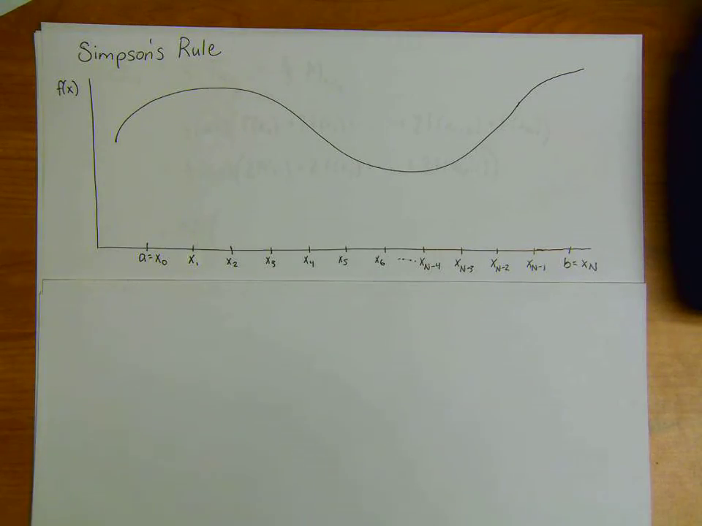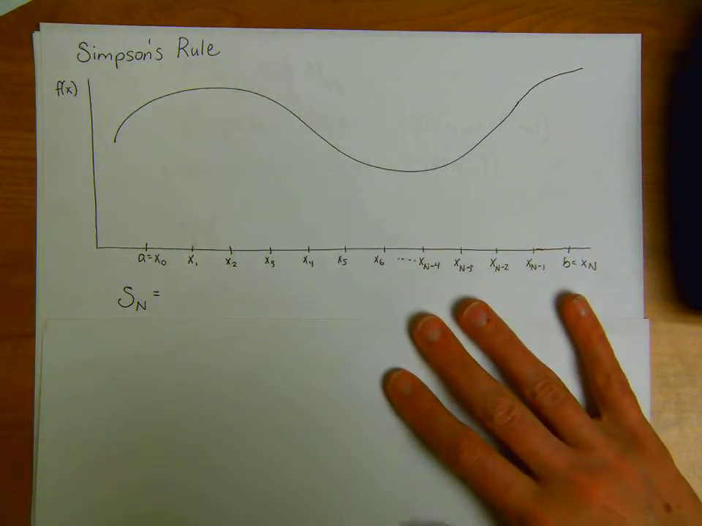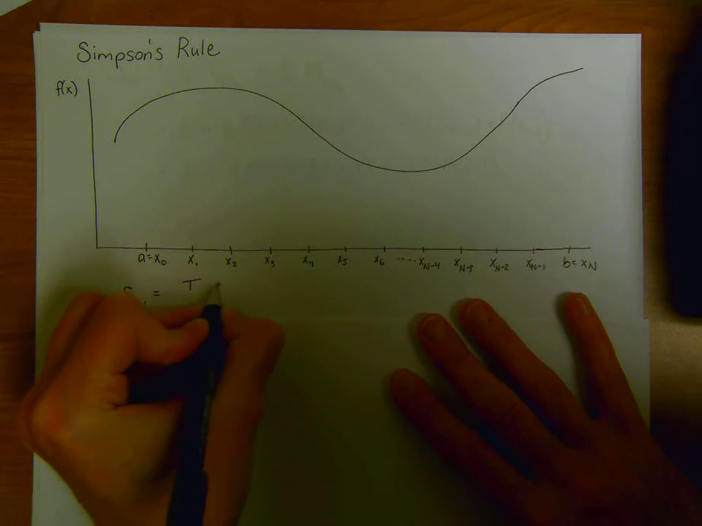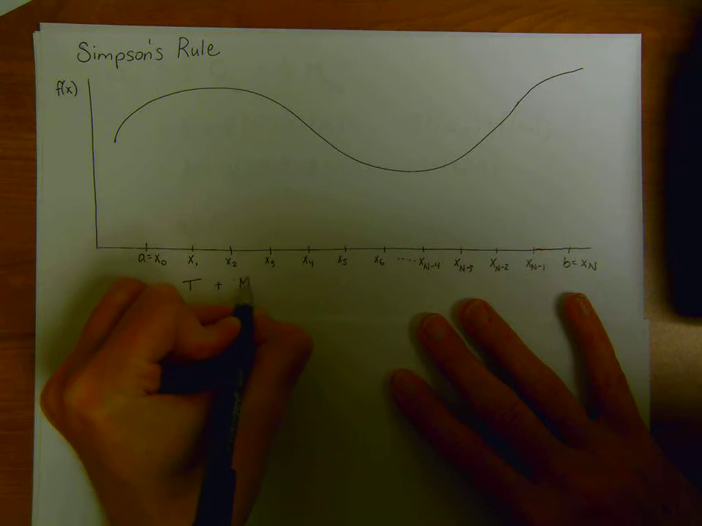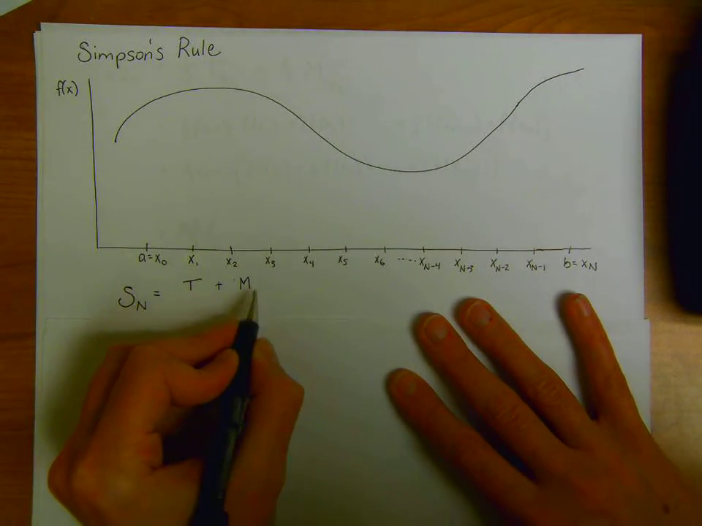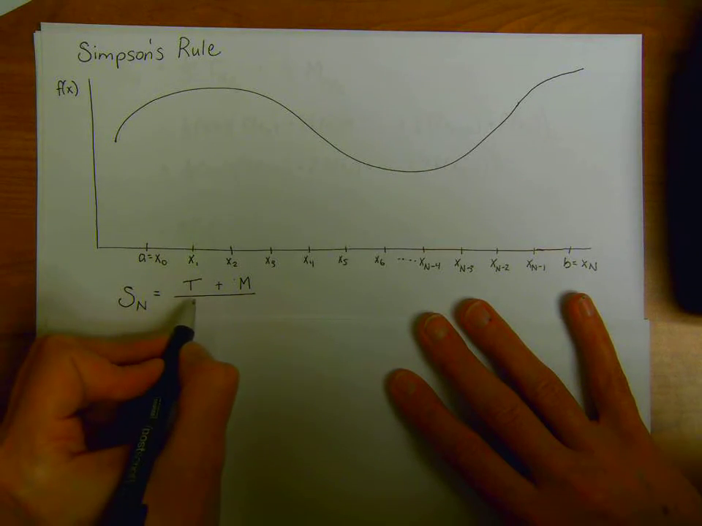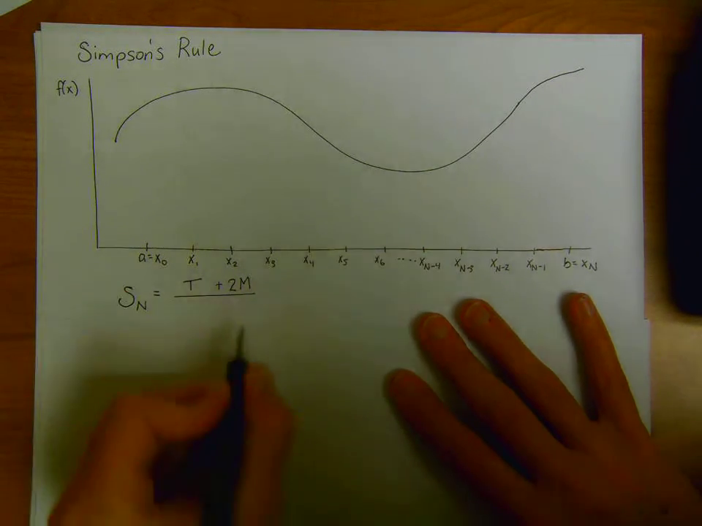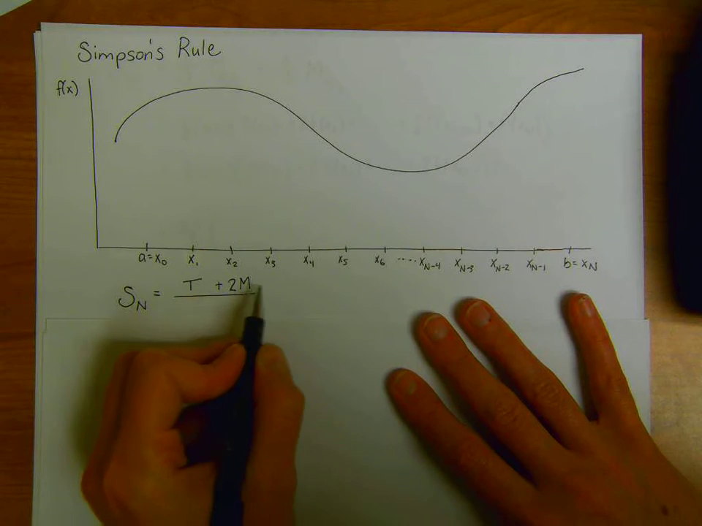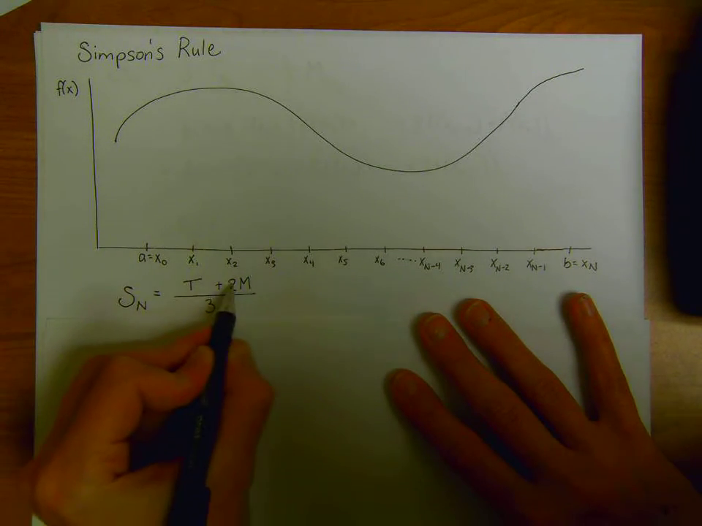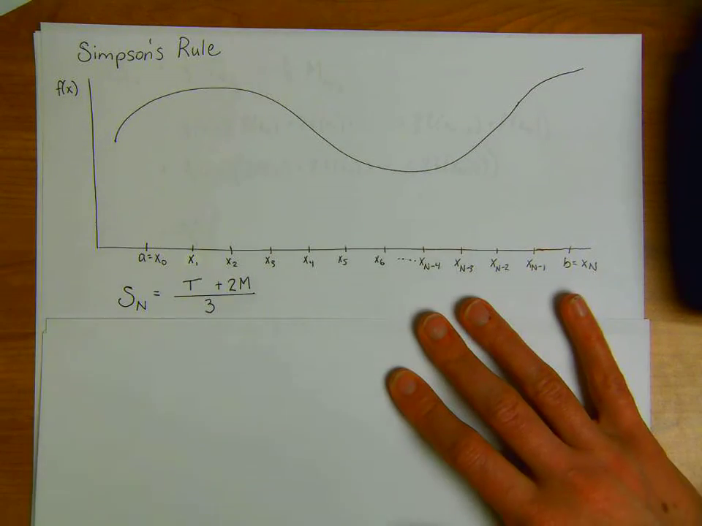So we define Simpson's Rule to be the weighted average, where I take the average of the trapezoid rule and the midpoint rule, but instead of just averaging, taking the sum of them and dividing by 2, I'm going to take one copy of the trapezoid rule and 2 copies of the midpoint rule, because the midpoint rule is twice as accurate, and then divide by 3, because I have 3 different approximations being summed on top.